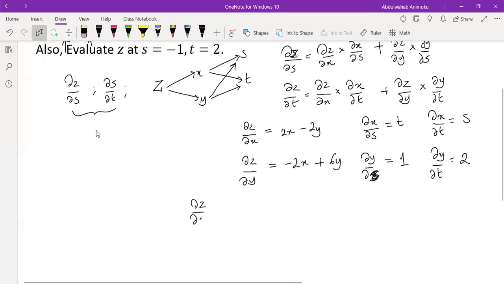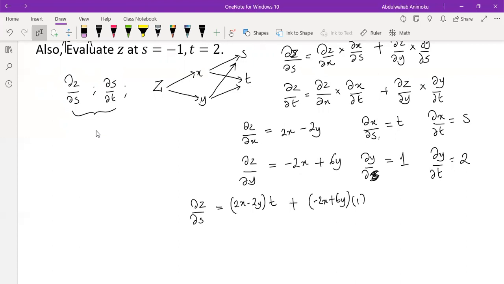Now, del z del s is just going to give us dz dx, which is 2x minus 2y, multiplied by dx ds, which is t, plus del z del y, which is minus 2x plus 6y, multiplied by dy ds, which is 1. So all you need to do is expand this. This is 2xt minus 2yt, then minus 2x plus 6y. So this will suffice.